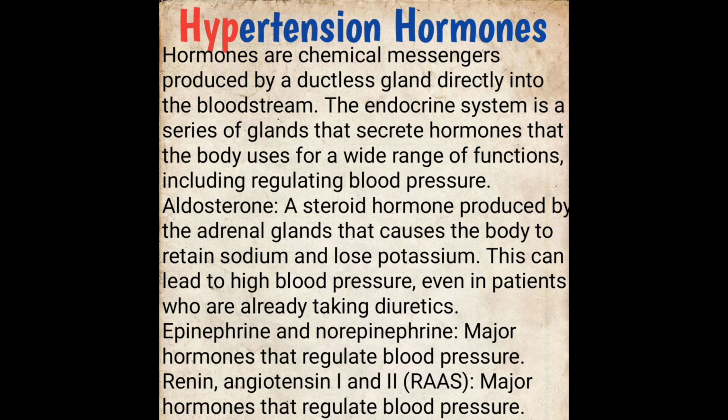Epinephrine and norepinephrine are major hormones that regulate blood pressure, as are renin, angiotensin, and aldosterone (the RAAS). They are all major hormones that regulate high blood pressure. We shall now go into more detail.